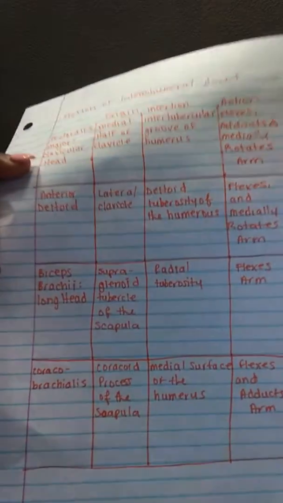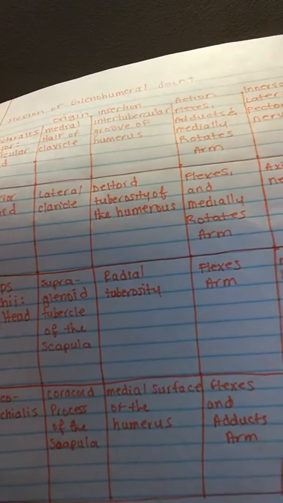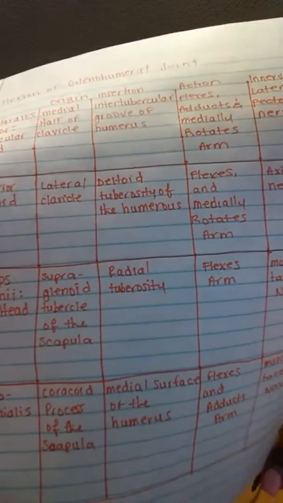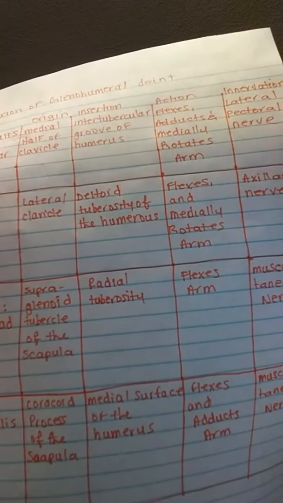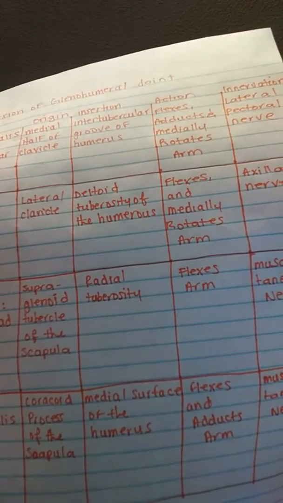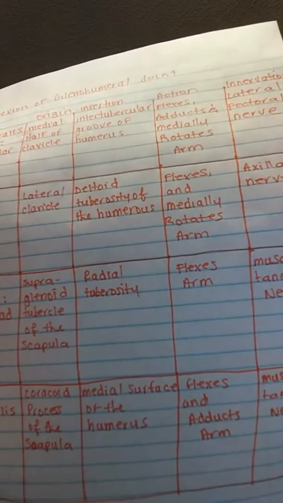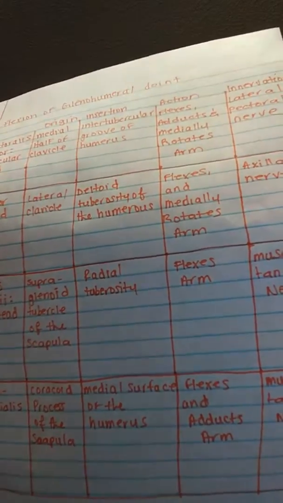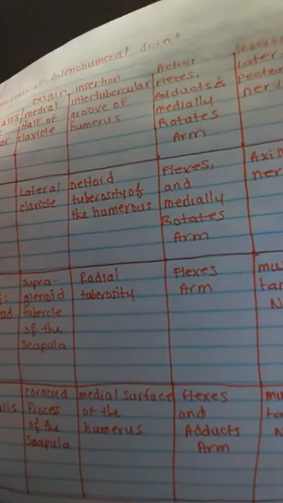For the biceps brachii long head, the origin is the supraglenoid tubercle of the scapula. The insertion is the radial tuberosity. Actions include flexion of the arm, and innervation is the musculocutaneous nerve. And for the coracobrachialis, the origin is the coracoid process of the scapula.